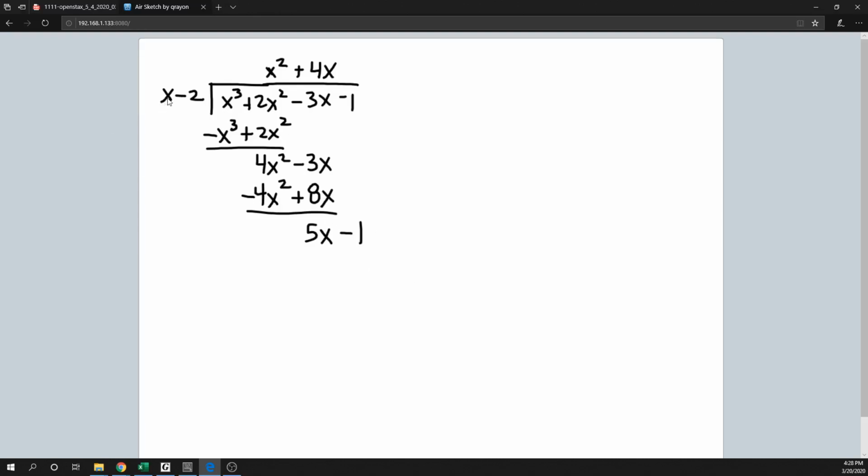Okay, then next up, hey, what would I multiply x by to get 5x? That is a 5. Okay, and then go ahead and multiply. 5 times x is 5x. 5 times negative 2 is negative 10. Subtract, so I change all the signs and add, and I get a remainder of 9 there. Okay.